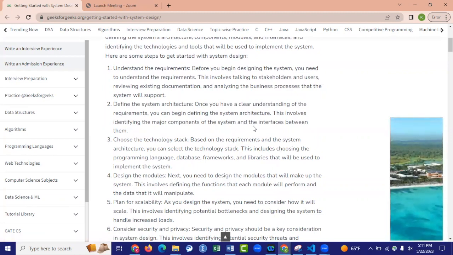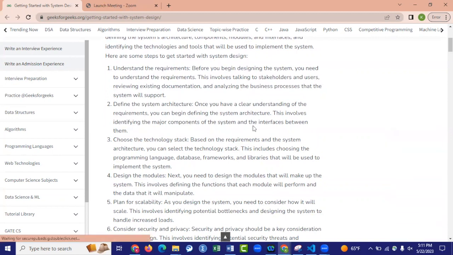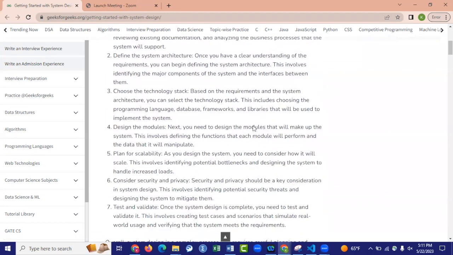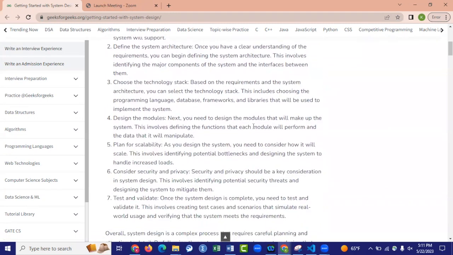So next is to design the modules. You need to design the modules that will make up the system. This involves defining the function that each module will perform and the data that it will manipulate. And the fifth point is to plan for scalability. As you design the system, you need to consider how it will scale. So this involves identifying potential bottlenecks and designing the system to handle increased loads.